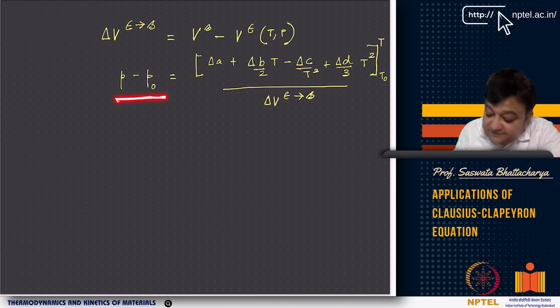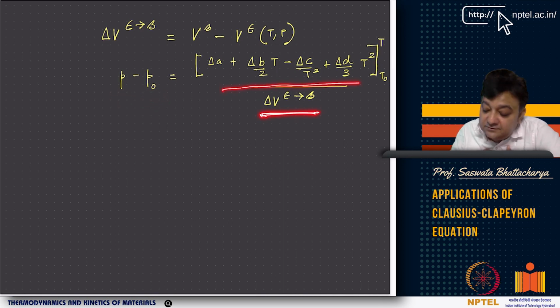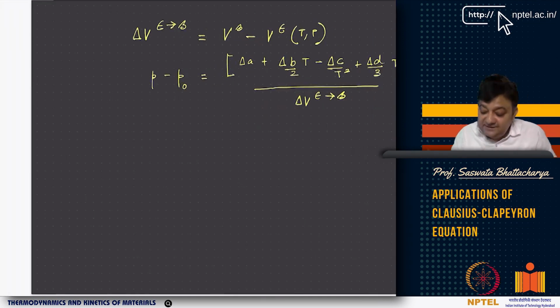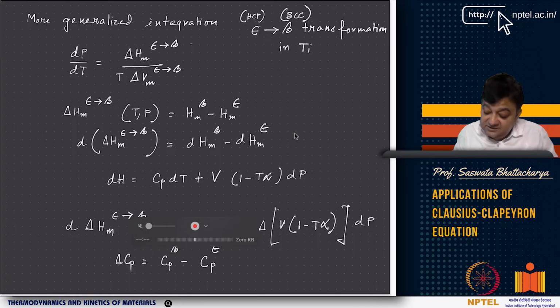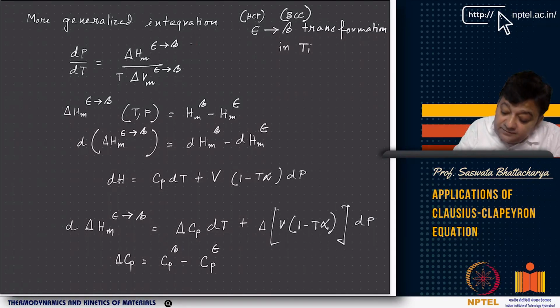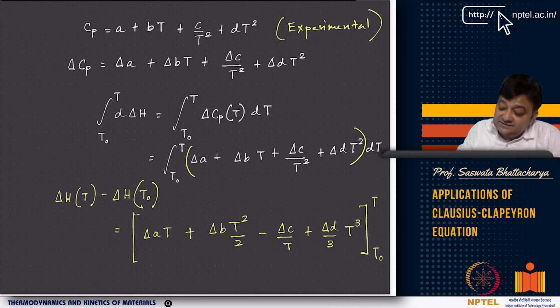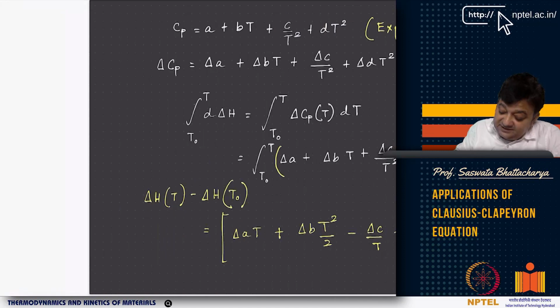There is a change in pressure from the reference pressure, which is equal to this, basically delta H by, and there is a temperature, if you remember. So if you can see here, delta T was there, and there is T and T naught, and this becomes just delta V epsilon to beta. So basically this is coming from this relation. What is the relation? This relation, right? You can simplify this relation. You can finally write this relation after integration. So we have to do the integration.